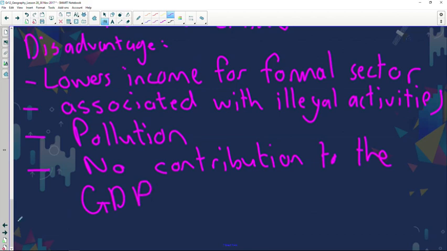Okay, and that's your disadvantages and advantages regarding our informal sector.